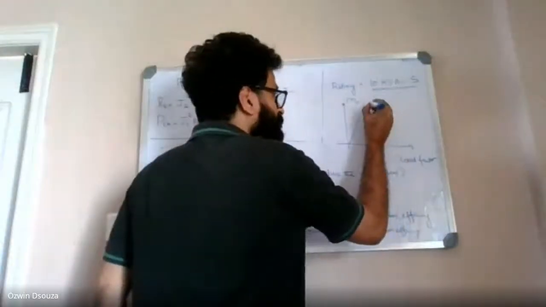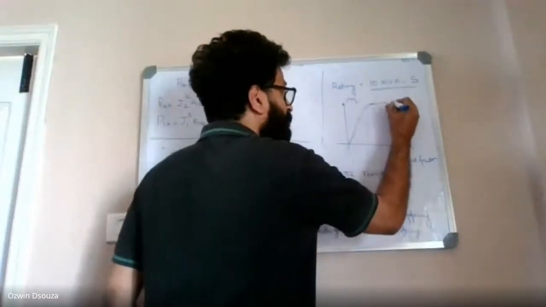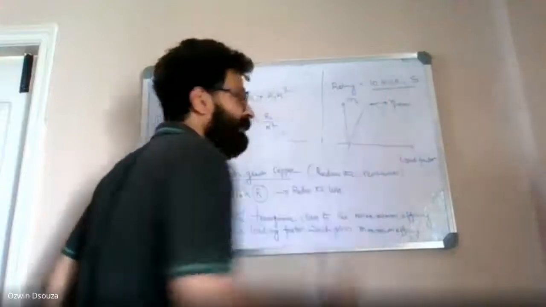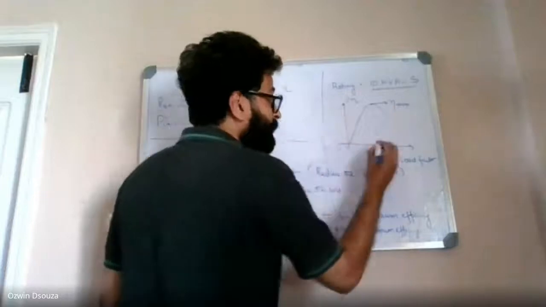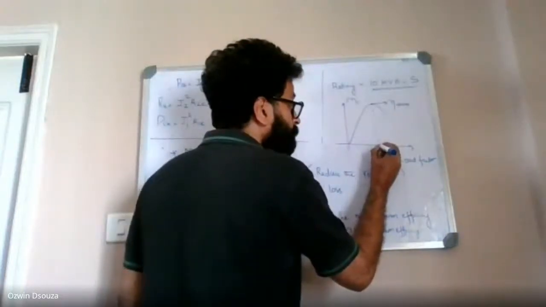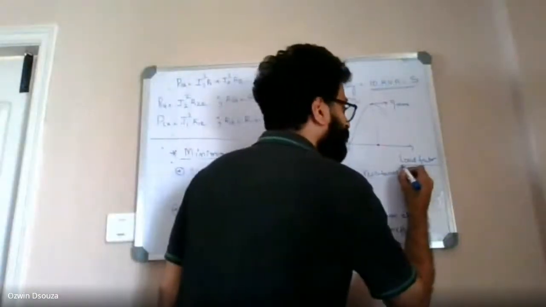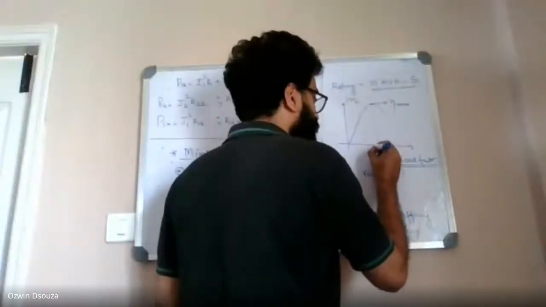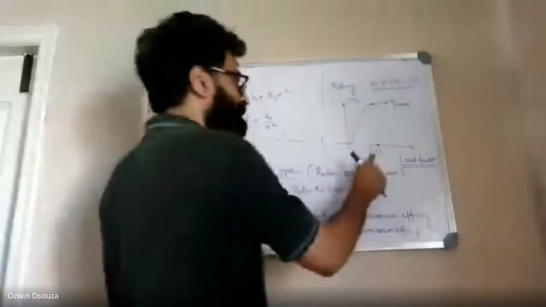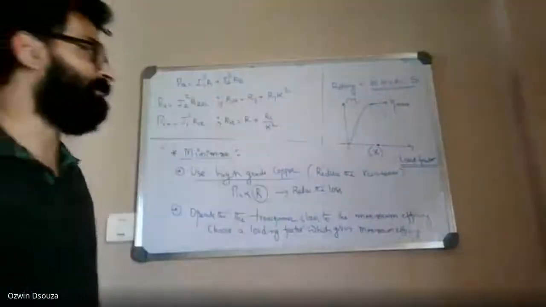So see, somewhere at this point you are observing eta maximum. Correct. Now at this eta maximum, to get this eta maximum, you will have to select a particular load factor. So this load factor is taken as X. Okay. So at certain load factor X, your transformer gives maximum efficiency.